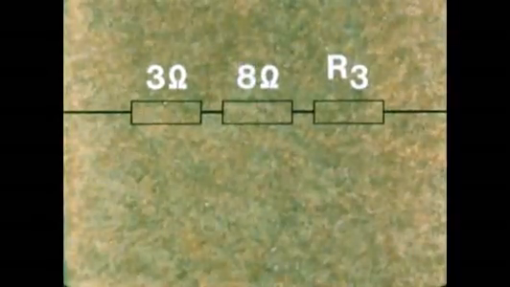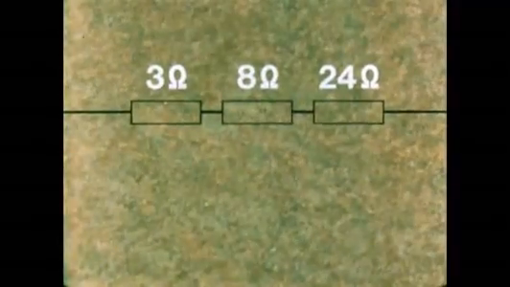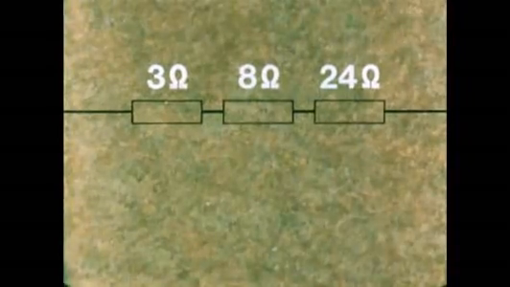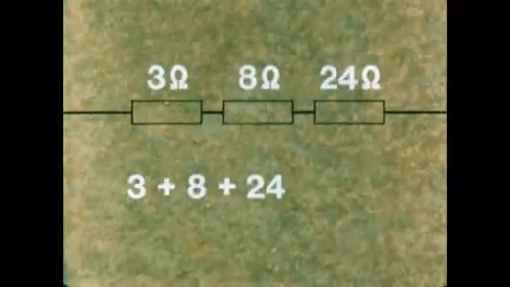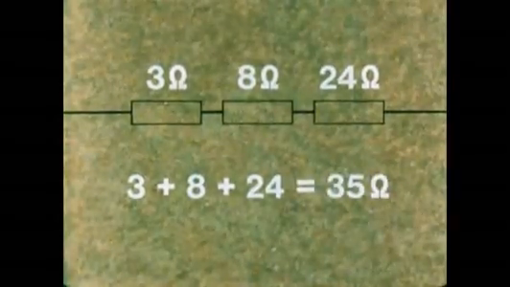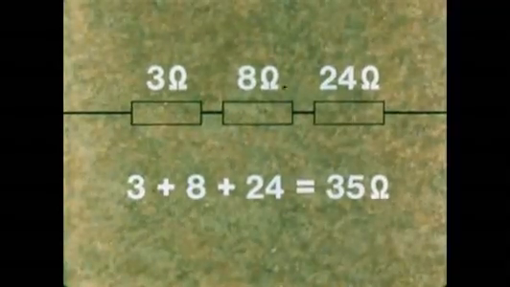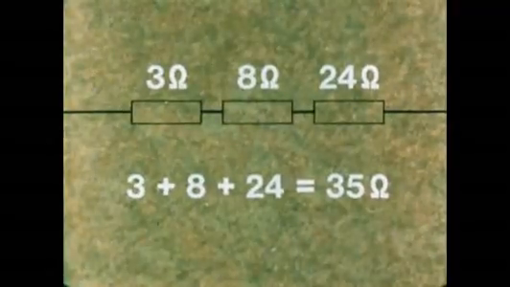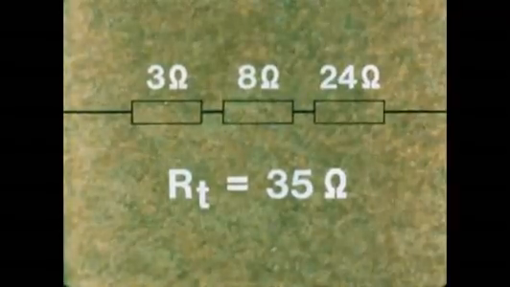Suppose these three resistors are 3 ohms, 8 ohms, and 24 ohms. What do you think RT, the total resistance, would be? Most people would say 35 ohms. That's 3 plus 8 plus 24, 35 ohms, and they'd be right. To get the combined resistance of resistors connected in series, you simply add the individual values together. So R1 plus R2 plus R3 equals RT equals 35 ohms.